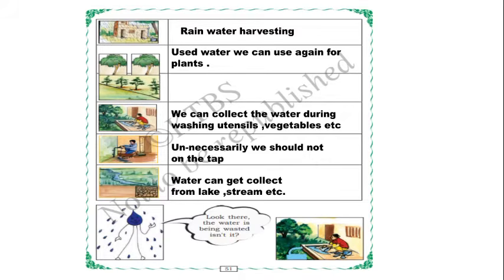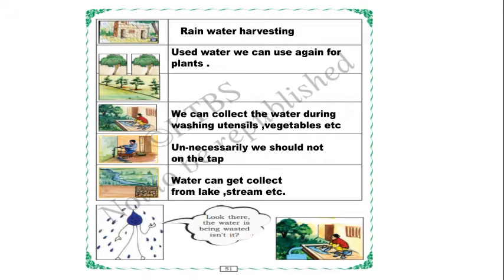We can store the rainwater, and afterwards we can use it for our many purposes. Used water we can use again for plants, and we can collect the water used during washing utensils, vegetables, etc. And unnecessarily we should not keep the tap on. Water can be collected from lakes, streams, etc.